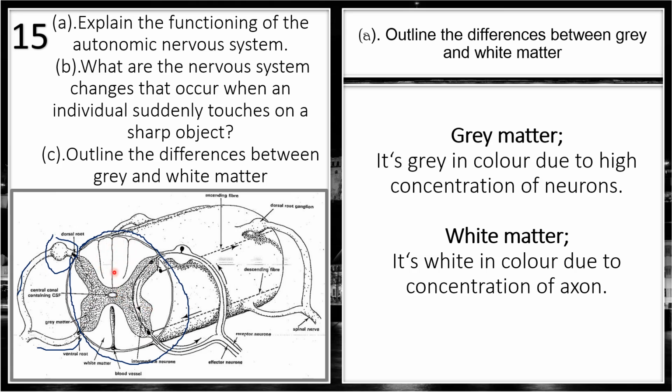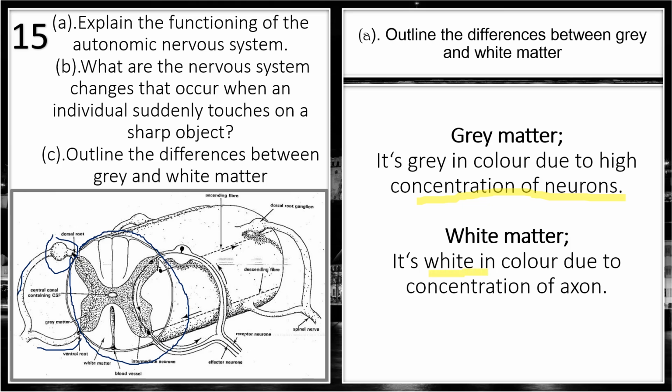And this white part here, that's where we have the white matter. So here we are saying that the gray matter in color is due to high concentration of neurons. This gray part here, there are a lot of neurons here, the relay neurons and intermediate neurons and dendrites that are coming from sensory neuron, and then those synapses that are coming from the motor neuron. So they are the ones that are causing it to become gray in color.